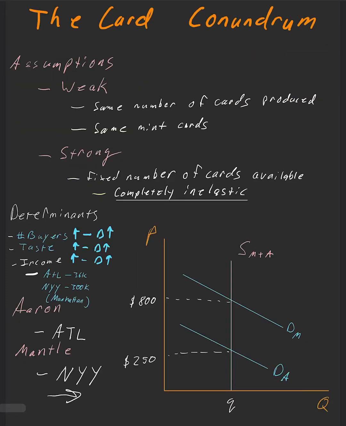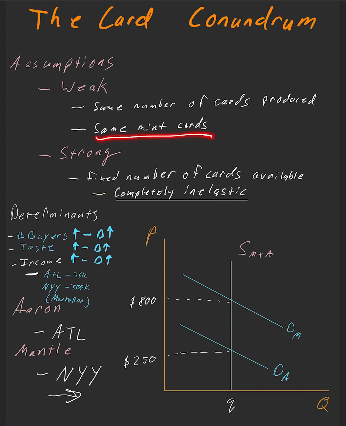Now that we've got elasticity, let's circle back around to that card conundrum. We're going to start, as we do with models, with a couple of assumptions. First, we'll start with our weak assumptions. Very simply, we're going to assume that the same number of cards were produced of both types of cards. It's a very normal assumption. It may or may not be true, but it's not necessarily a radical thing for us to assume.